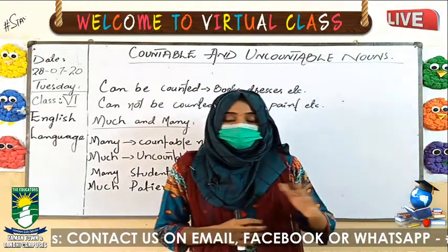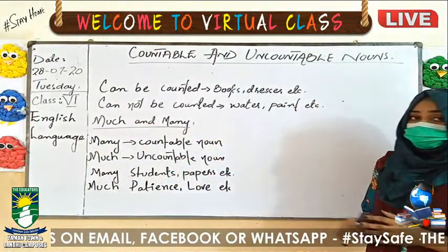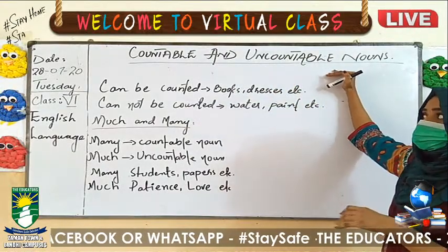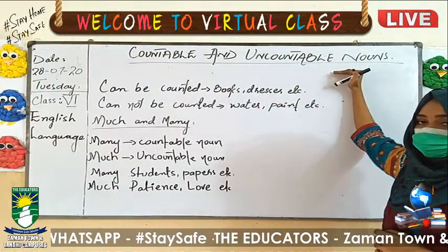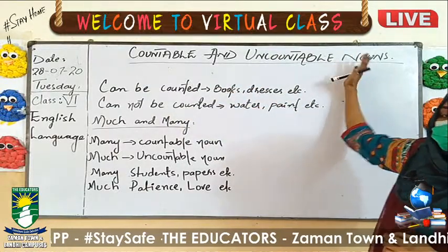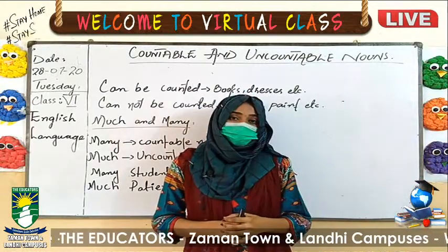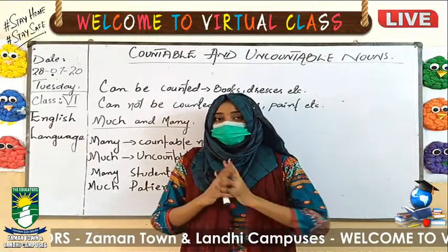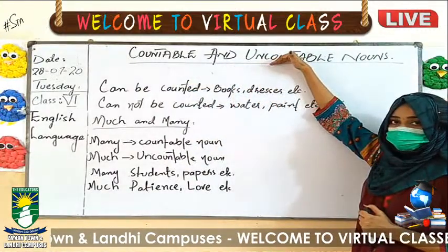Okay, so before moving towards the book, let's have a look at the board. I have written here: countable and uncountable nouns. This is basically your topic. Again, I'm telling you, countable and uncountable nouns. We have learned the kinds of noun, the 9 kinds of noun. Some of them were common, proper, and the rest of that. And in those kinds of noun, we had these countable and uncountable.